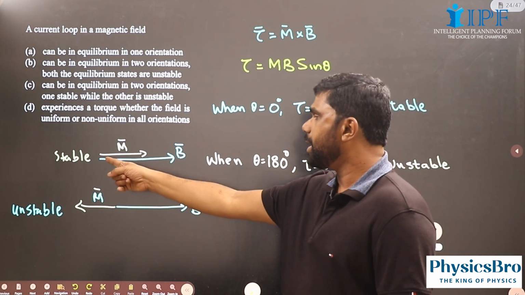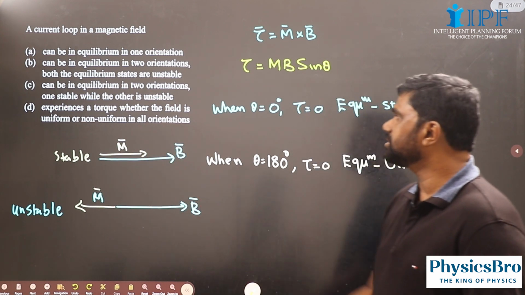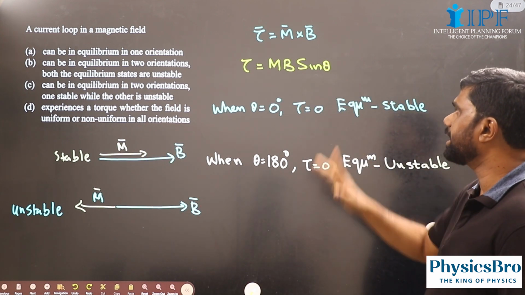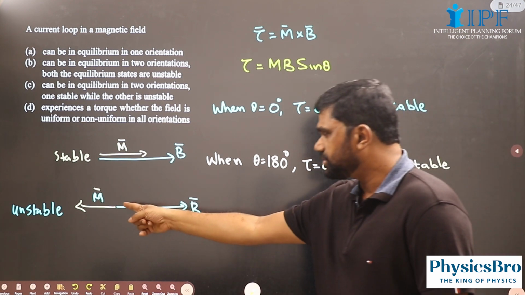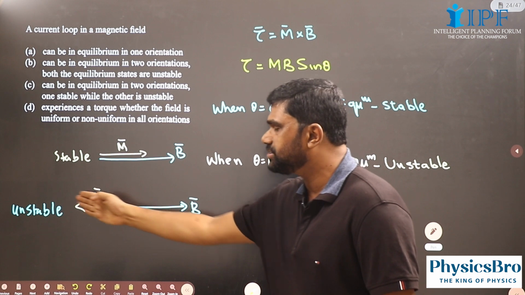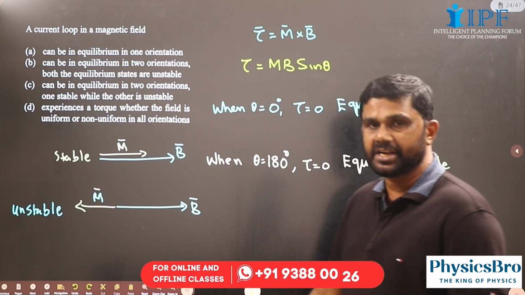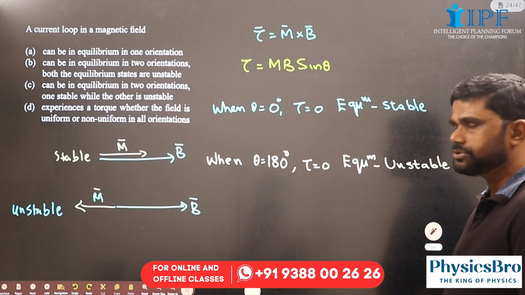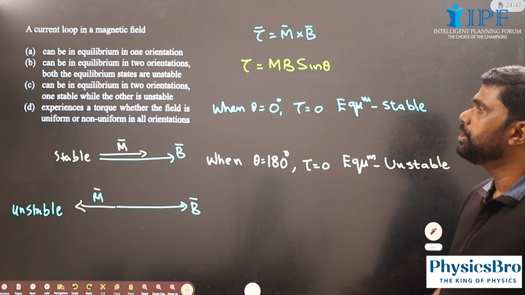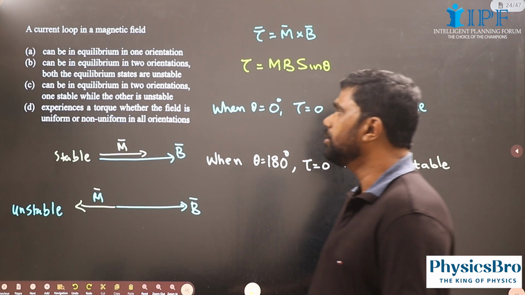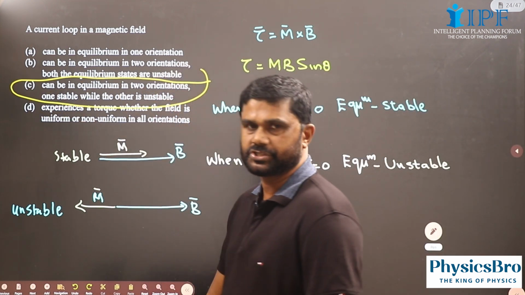See, magnetic field and dipole moments. Angle theta 0, torque MB sin theta, that is 0, equilibrium is stable. This is the direction of the magnetic field and this is the direction of the dipole moment. Angle between these two vectors is 180 degree. Then also torque equal to 0, but the equilibrium is unstable. Can be in equilibrium in two orientations, one stable while the other is unstable. This must be the correct option, C.